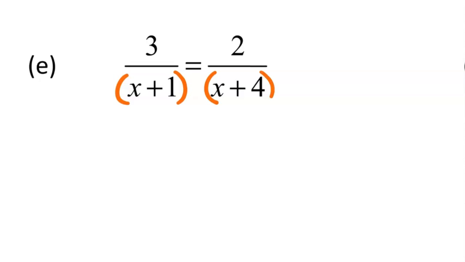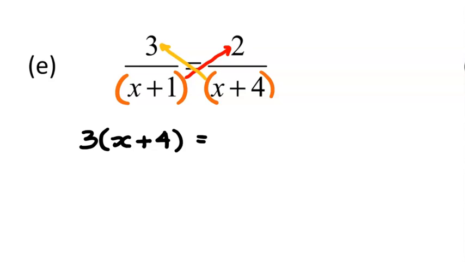Now we're going to use that technique where we're going to multiply. So now we're going to multiply this x plus 1 up with this 2. And we're going to multiply this x plus 4 up with this 3. So what does that become? Well, if we do 3 times that x plus 4, the 3 stays there, and x plus 4 goes in brackets to multiply with the 3.